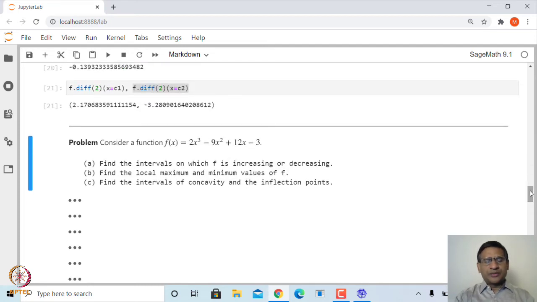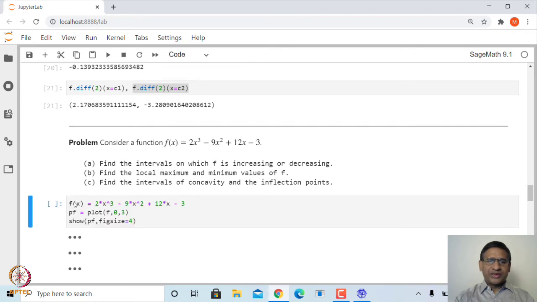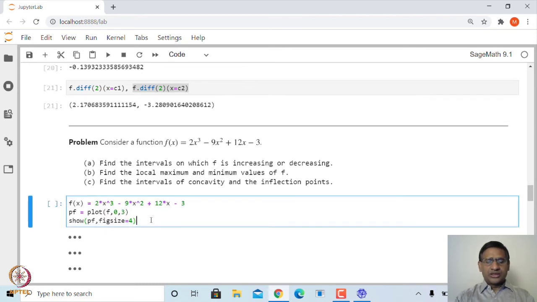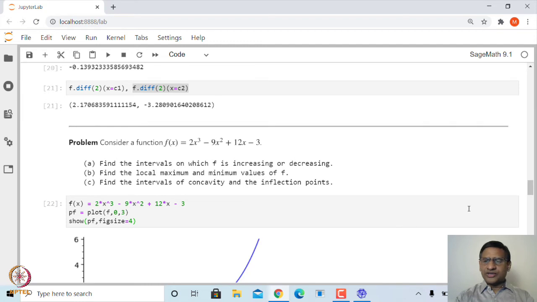This is a problem: consider a function f(x) equal to 2x cube minus 9x square plus 12x minus 3, and try to find the intervals on which this function is increasing or decreasing. Already we saw this in the previous example. Find the local maximum and local minimum of f, and find the intervals of concavity and the inflection point. Again, these steps are very similar to what we have done earlier. So, I will run this and then show you.